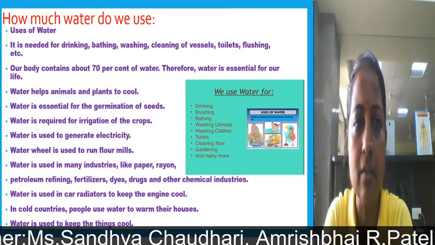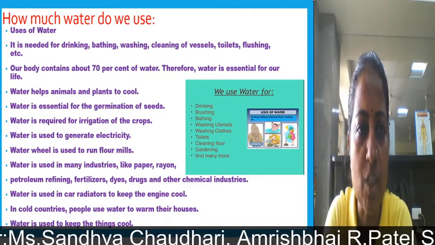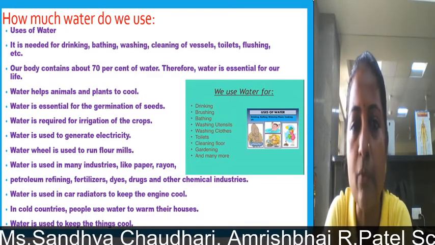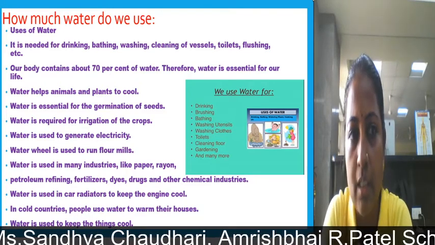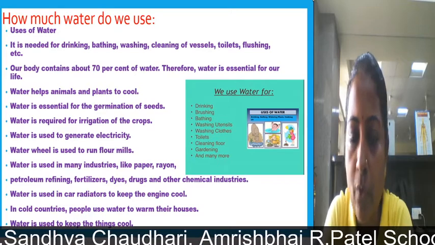Water helps animals as well as plants to cool. Water is essential for germination of seeds. It is required for irrigation of the crops. It is used to generate electricity. Water wheels are used to run flour mills.